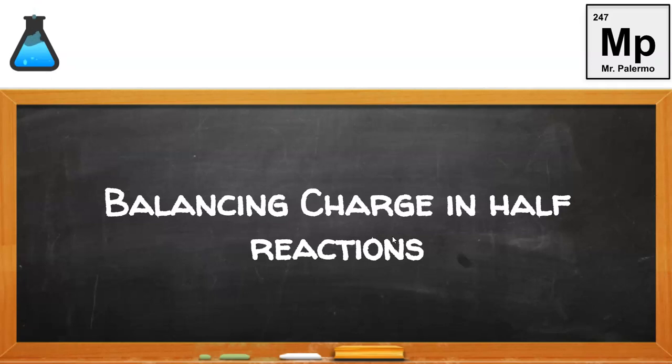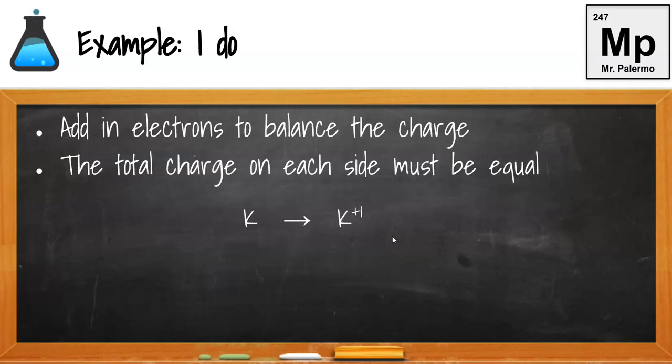And now we're going to balance charge in these half reactions. And so I'm going to show you an example first. If you're given a half reaction such as the one here, and I want to balance the charge, I have to put in the electrons. In order to do that, I have to first figure out, is this showing oxidation or reduction?